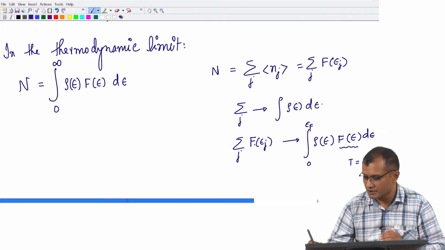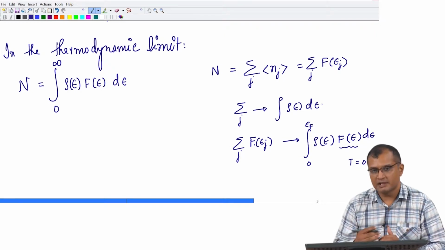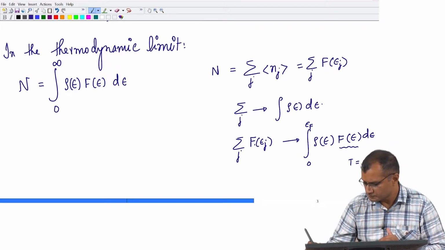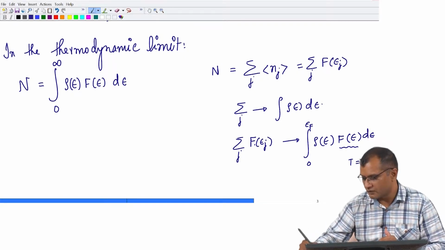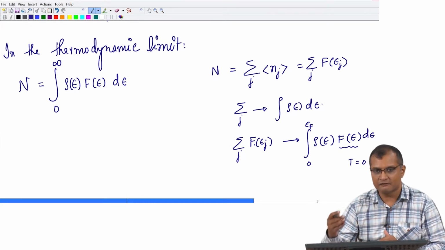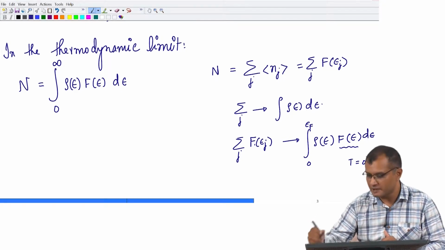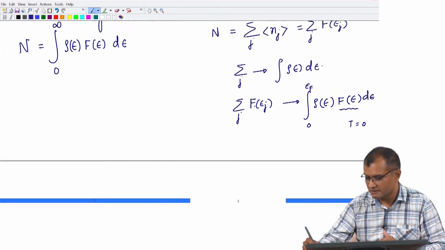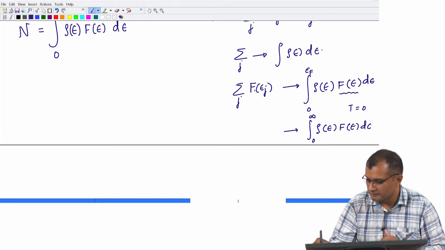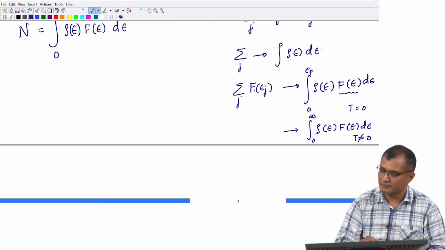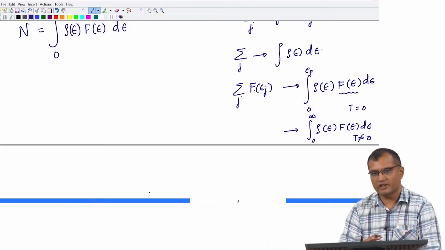But if you allow the temperature to become non-zero, then in principle there is no upper limit on the energy, because it can go to infinity. Of course, the probability density of finding a state of infinite energy occupied will be 0, but the mathematical upper limit of the integral will be not the Fermi energy anymore, it will be infinity at non-zero temperatures. Okay. So, do not worry about infinity, the Fermi function will take care of it.